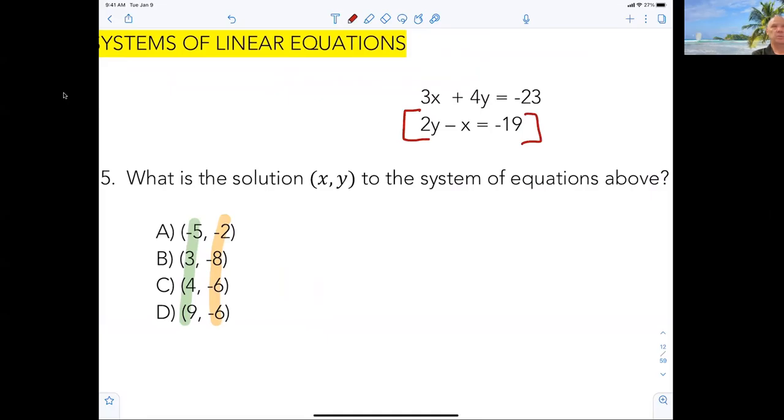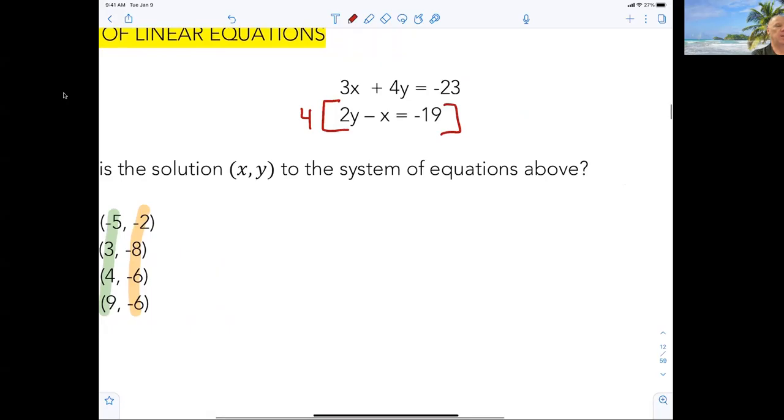Somebody said two. Anybody else? Wouldn't we be multiplying by four? Oh, I'm so sorry. That's my mistake. And again, they almost tricked me.